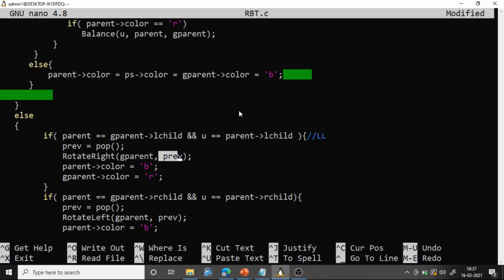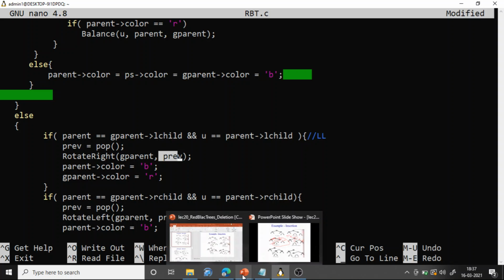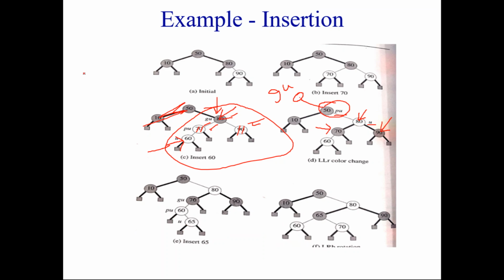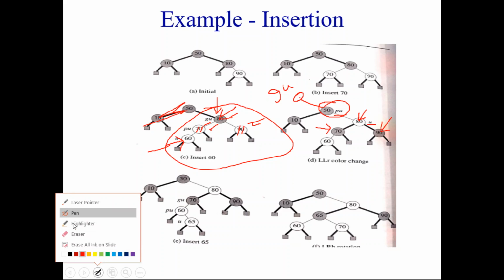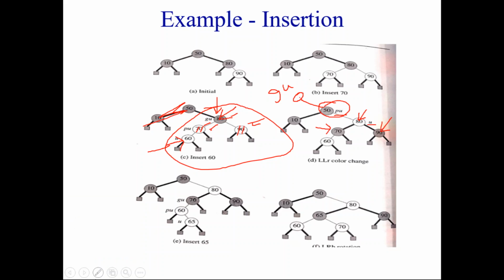So after rotating, what will happen? See, this is an LL imbalance. If you recall, it is something like this. There is a node here. This is GP. GP can be either red or black in color, we are not bothered. There is another node P. This P is red in color.